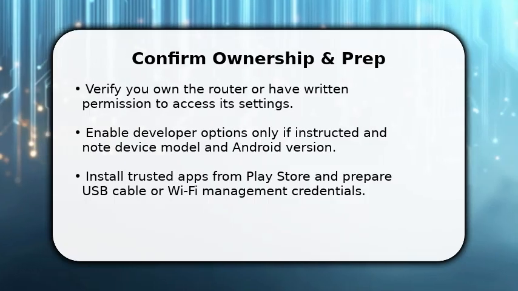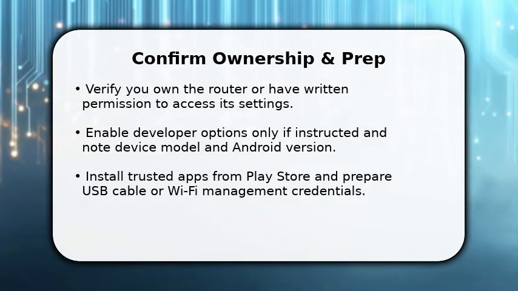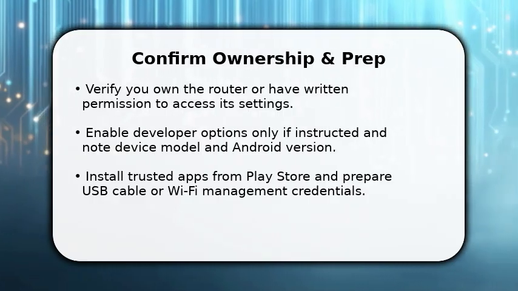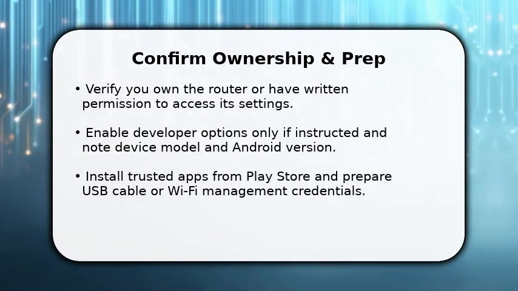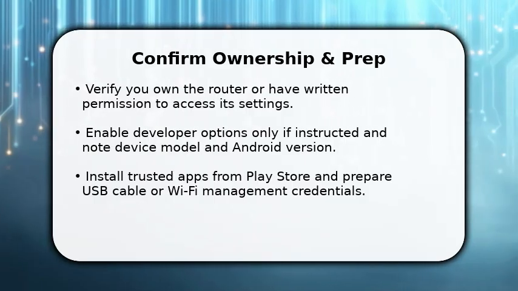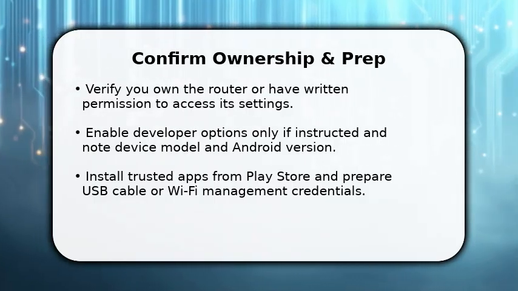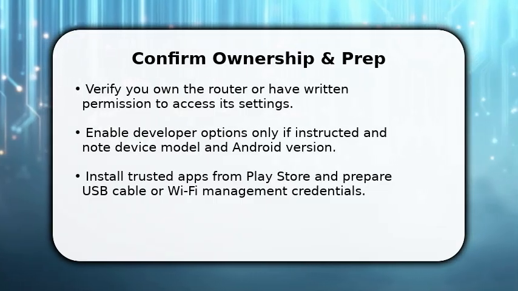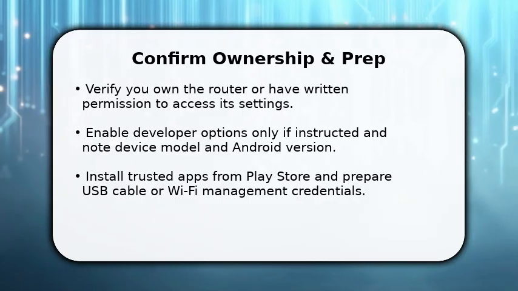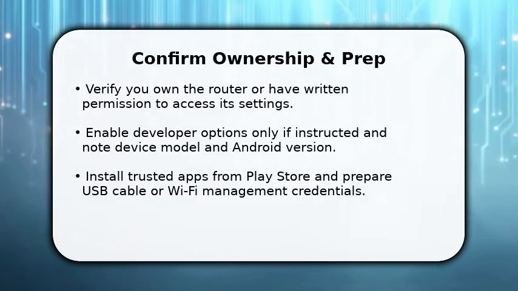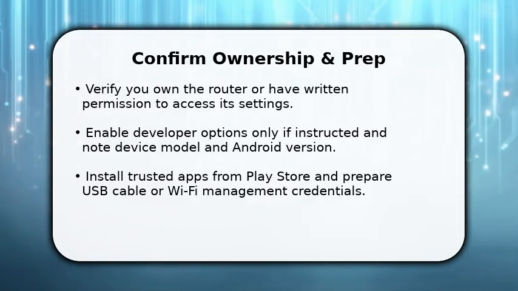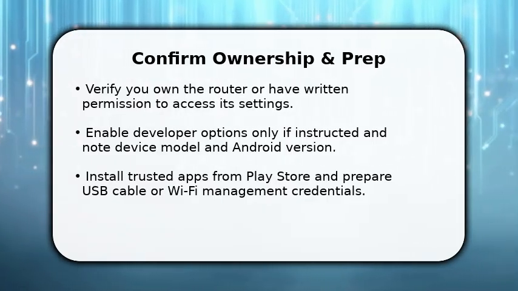You start by confirming you have the right to access the network. This avoids legal trouble and saves time. Once done, check your Android version and model because menu names vary. Make sure the router is powered and you know the admin account on the device or have physical access to it. Install only well-reviewed Play Store apps for network management if needed, and have a USB cable ready in case you must tether or use ADB for legitimate recovery tasks.